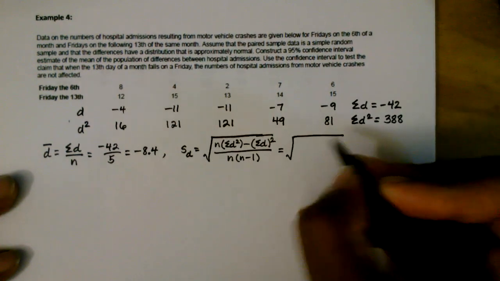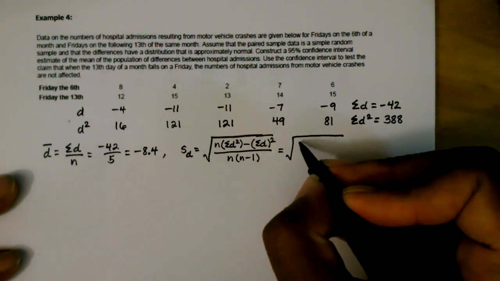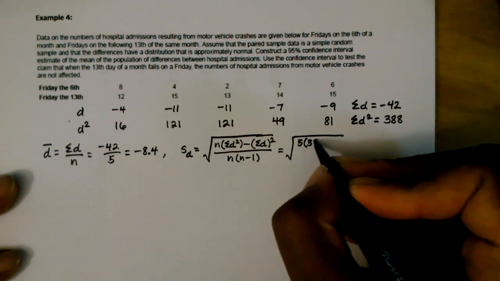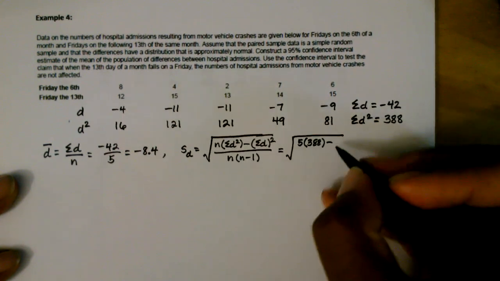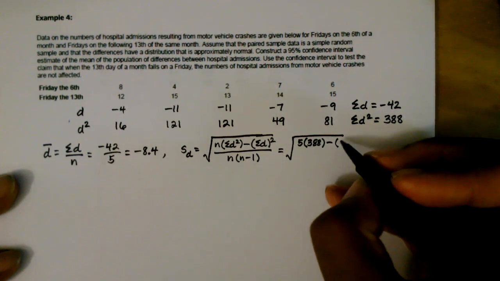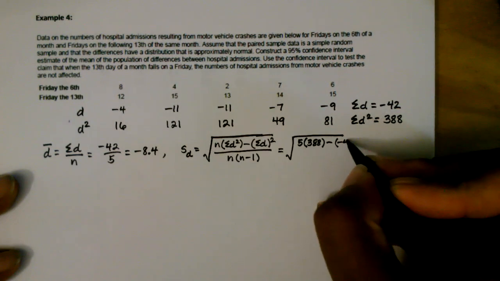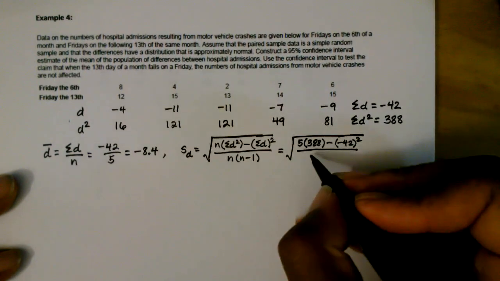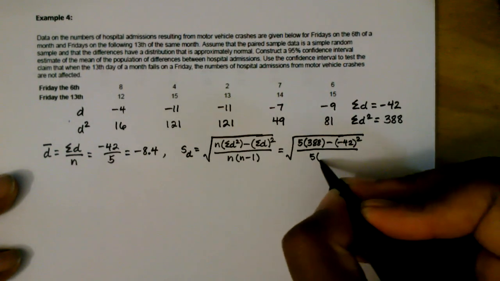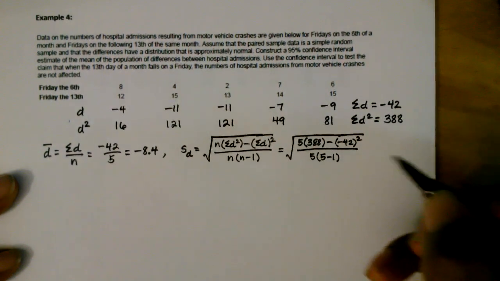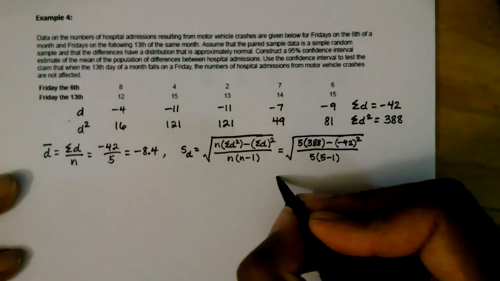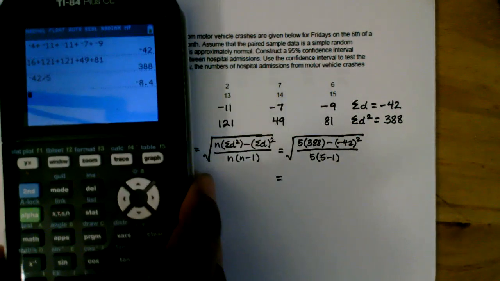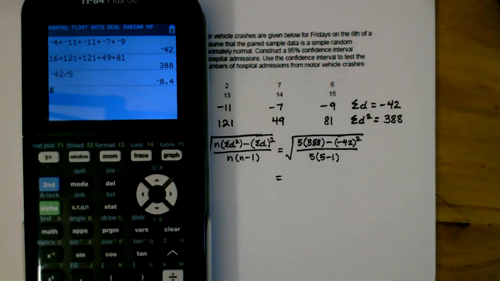The square root of n, which is 5, times the sum of our d squares, which was 388, minus the sum of the d's, which was negative 42, and that's squared, all divided by n times n minus 1. That n is 5, so it'll be 5 times 5 minus 1. I'm going to try to do this in the calculator so that way you can see how this is done.